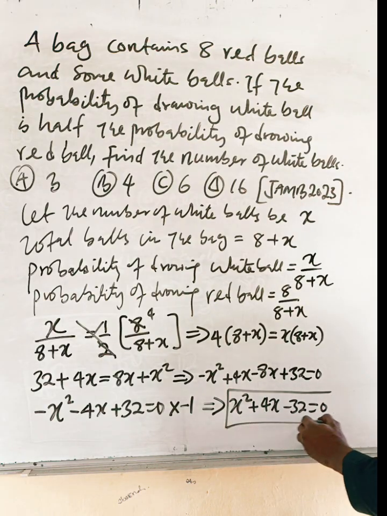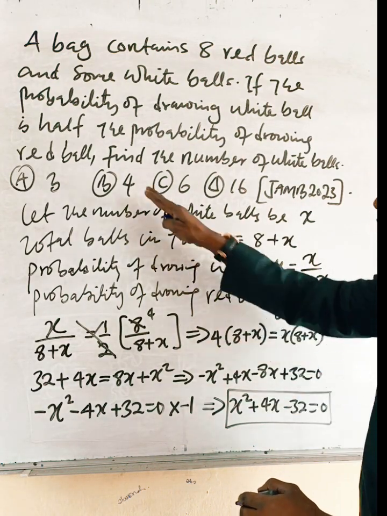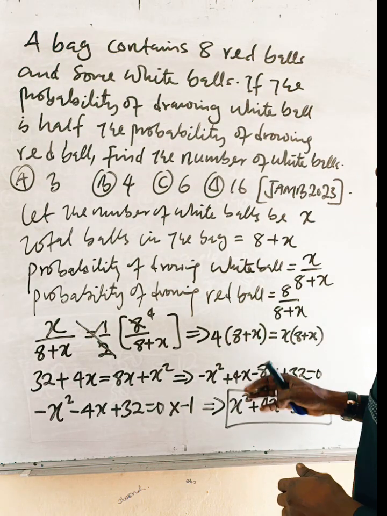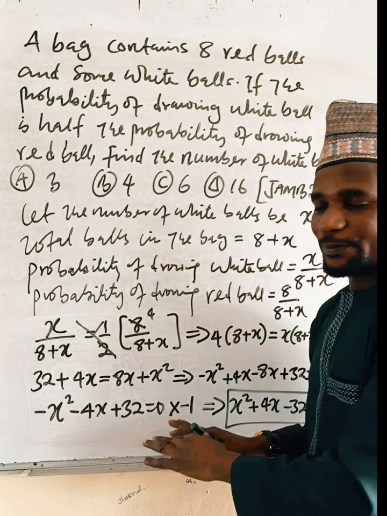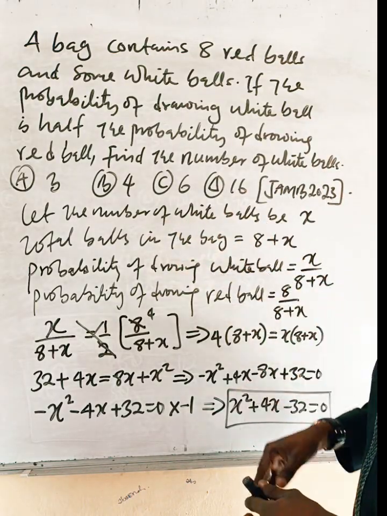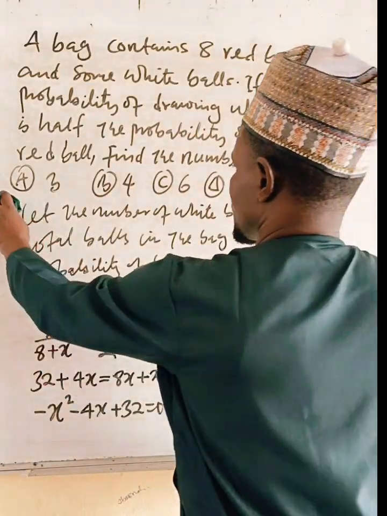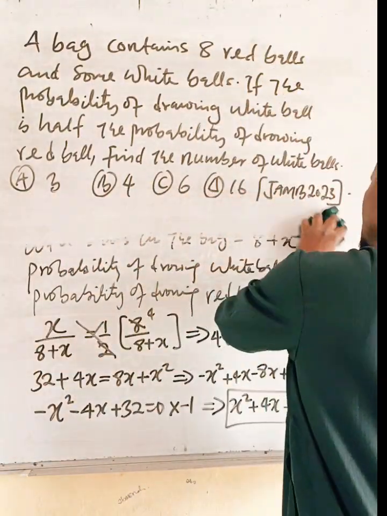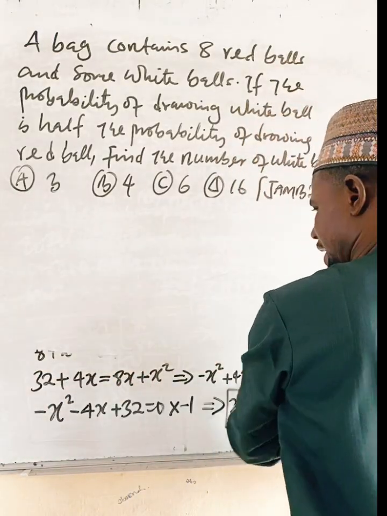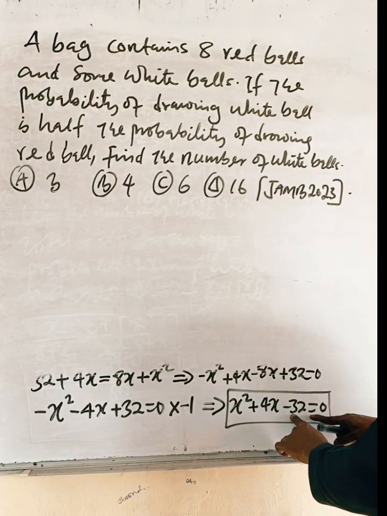Now this is a standard quadratic equation which, after solving, you'll be able to know the number of balls we have here. Let me cancel out some things here because I don't have much space, so that we can have the answer together. What I have lastly is this, that is x squared plus 4x minus 32.